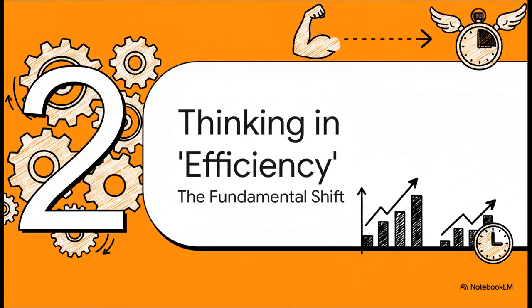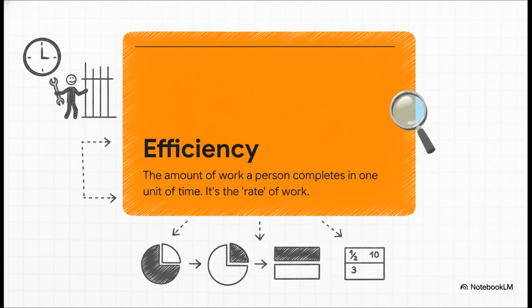All right, section 2, thinking and efficiency. So if adding time is out, what's in? Well, this is where we need a big mental shift. We've got to stop focusing on the total number of days and start thinking about their daily work rate. In other words, their efficiency. So what is efficiency? It's just the amount of work someone gets done in a single unit of time, like one day. So if someone can do a whole job in 10 days, that means every day they're knocking out 1/10 of it. That's their rate.